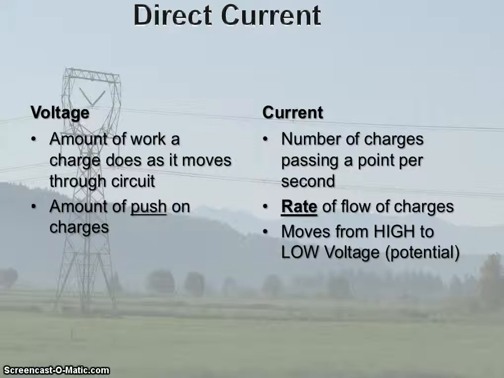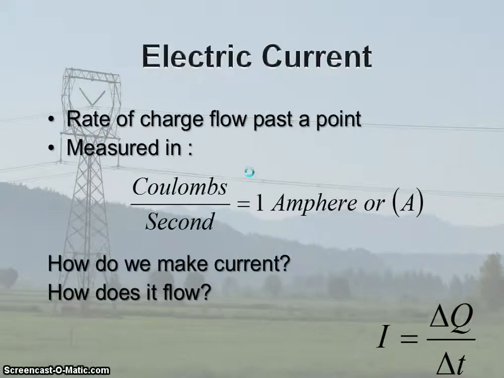The current is how quickly they're running and how many of them are running. So it's the number of charges that pass a point in a certain amount of time. It's the rate of change of the motion of the charges, or how quickly or how slowly the charges flow.